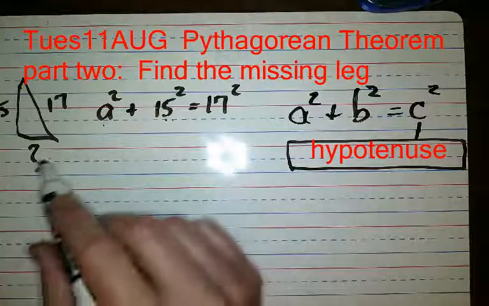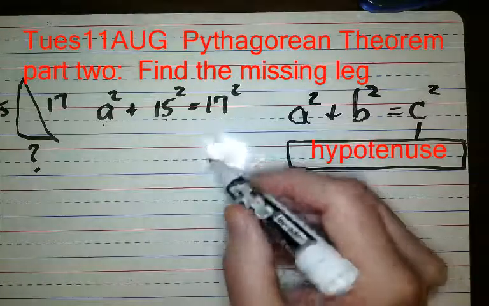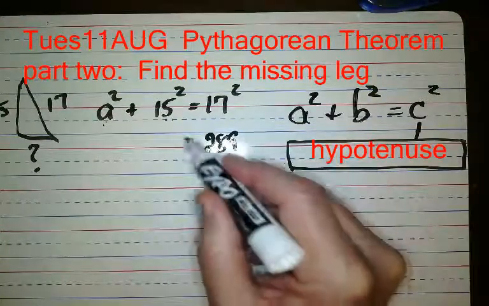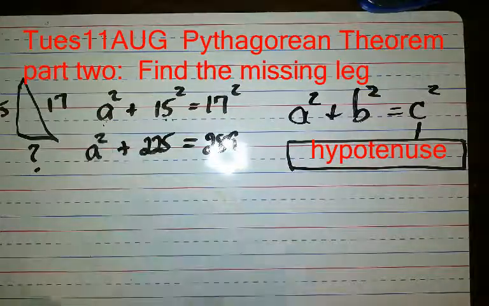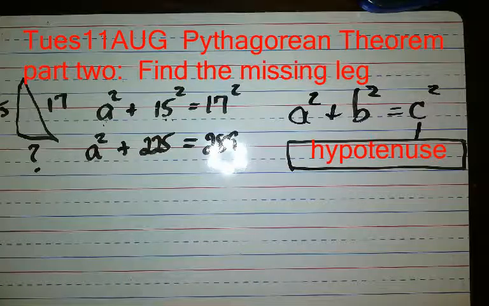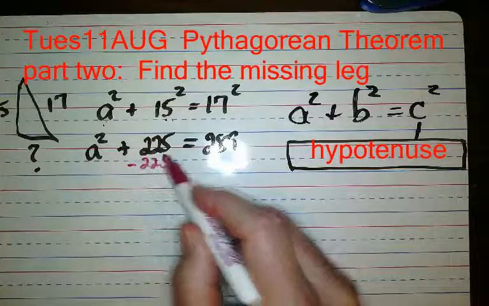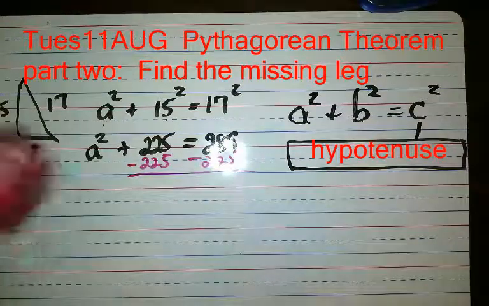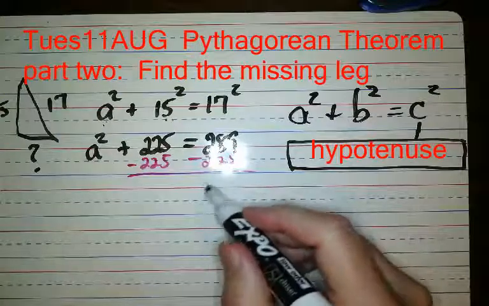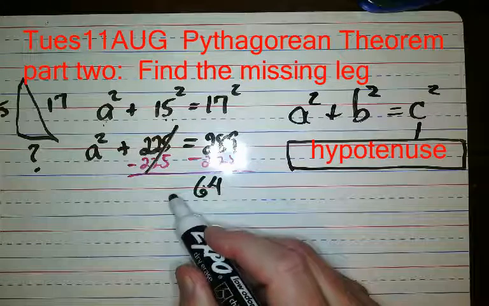So we're looking for this side right here. We don't know what it is. Now I have to square it: 289, and then I have 225, and then I have that. Now my job is to get a squared by itself. If you remember in algebra, you have to get the letter by itself. So I have to subtract 225 from both sides, and happy days for me, this cancels out. When I subtract, I get 64.